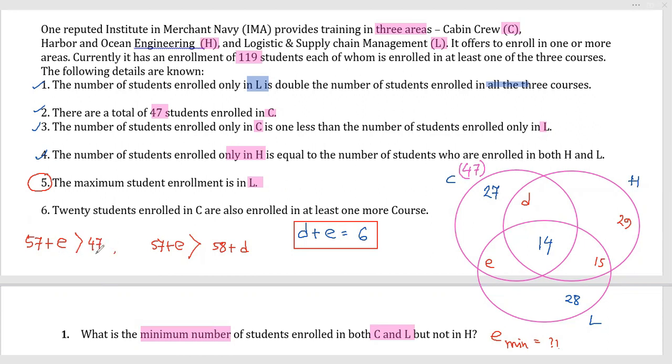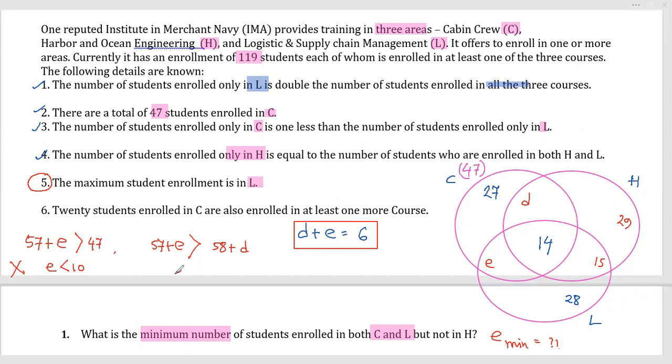I can take here also D, but not required because total L is greater than total C. 47 I have written. So basically E is less than 10 here. E is less than 10, but D total is 6. So this is not giving me any new information.